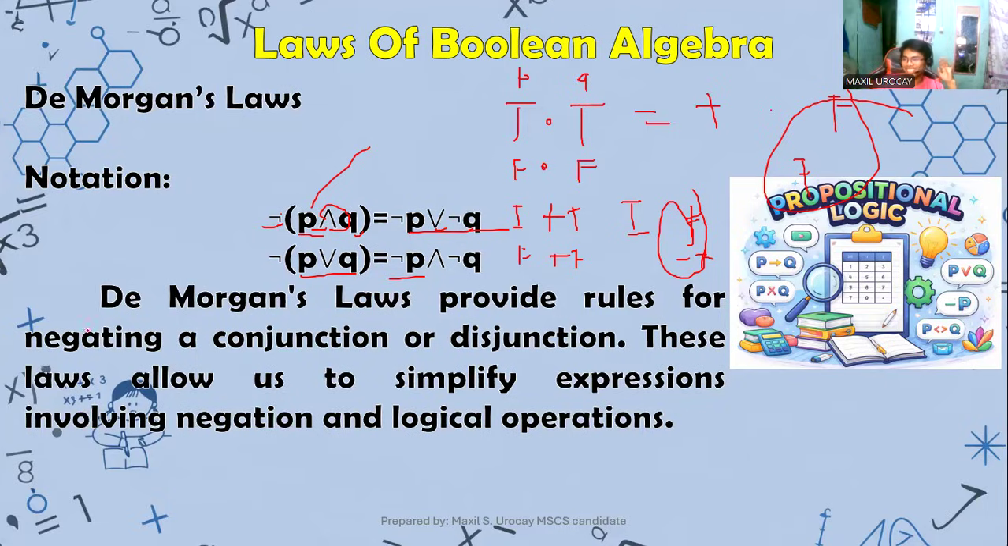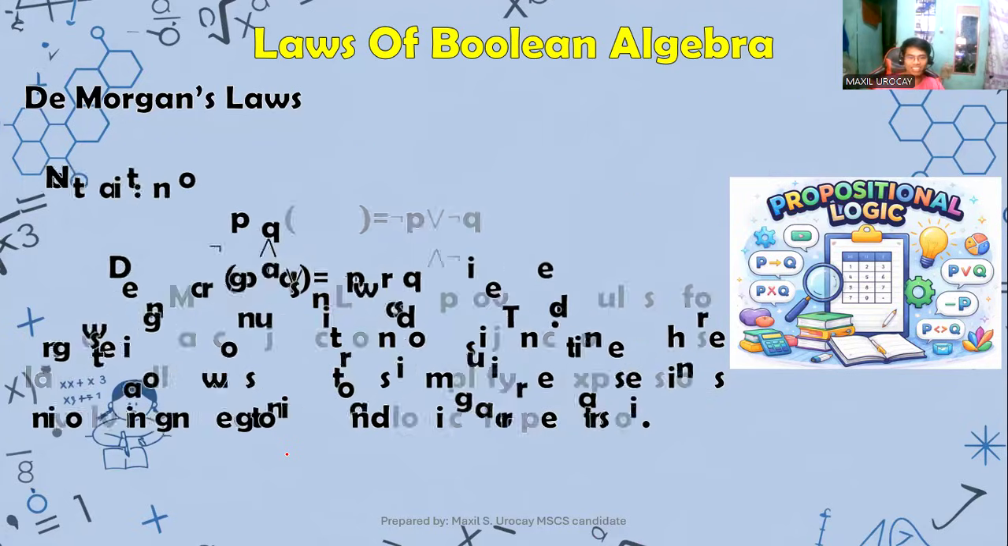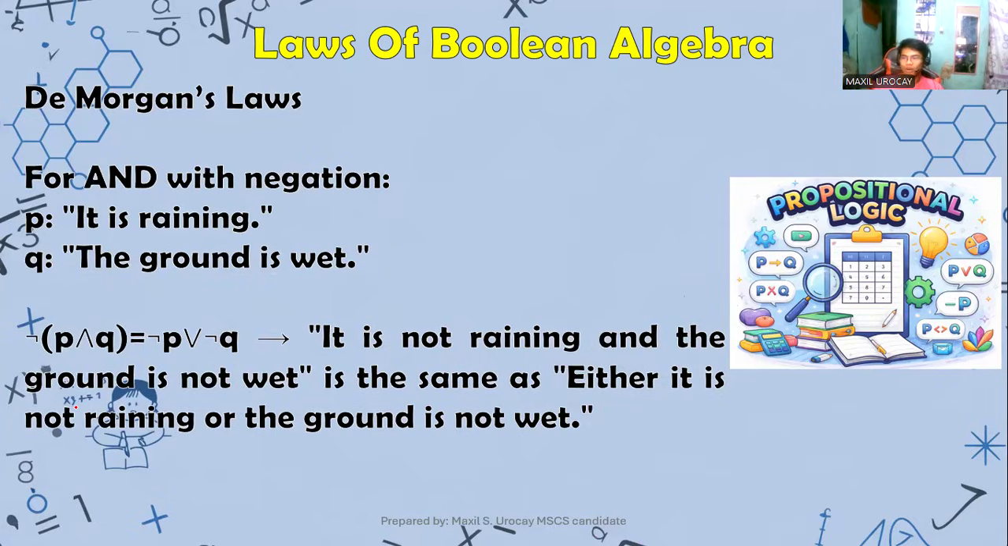So De Morgan's law provides rules for negating a conjunction or disjunction. These laws allow us to simplify expressions involving negation and logical operations. I know, class, this is totally lost on some of you, but really familiarize yourselves with this because I don't want you to have a low score from these laws. It's not funny, but we have to be serious. This is not a joke since this will relate to your grades. At least you will learn something from me, right?